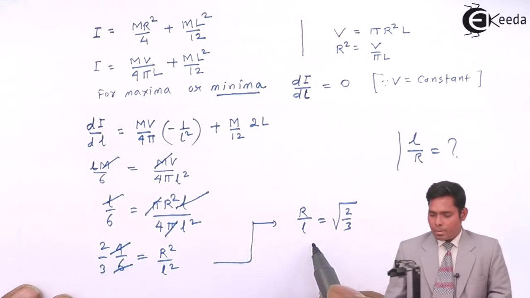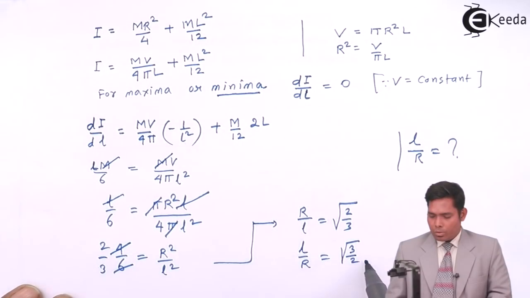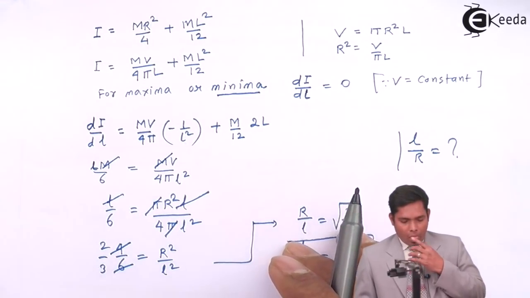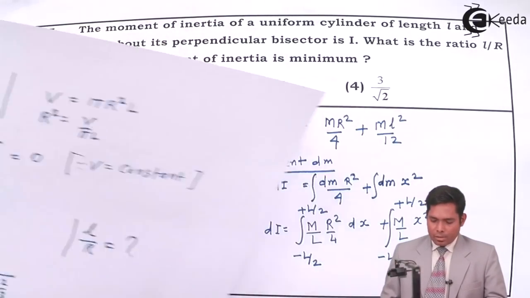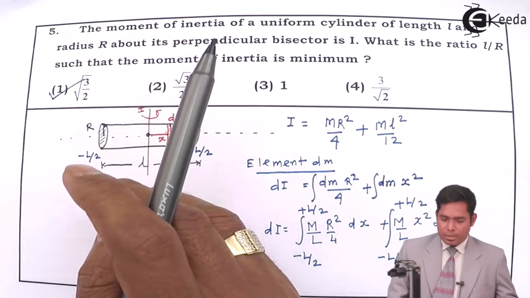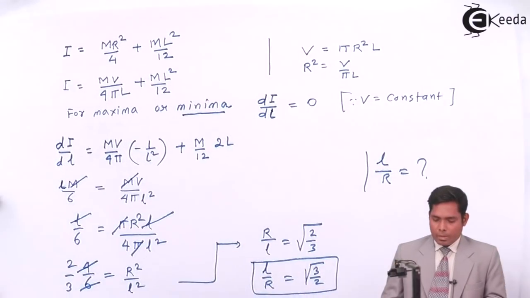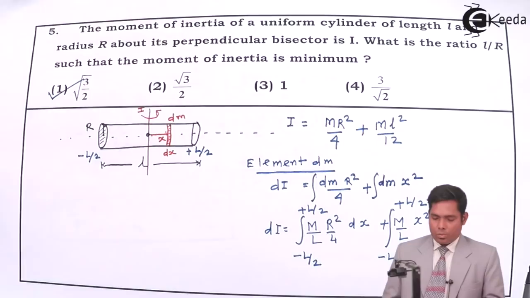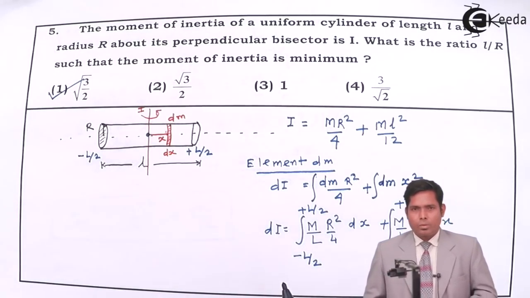The question is about L by R. So L by R will be under root 3 by 2. This would be the answer. So option 1 is correct, that is under root 3 by 2. Okay, thank you.